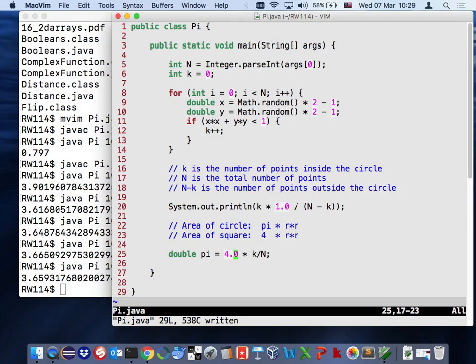4.0 times k is double times integer, so I'll make k a double. I'll get 4k, a double value, divided by n, and I'll get the right answer. Or is Java going to say, I'll do the integer division first and get a 0 or a 1, and then multiply that by 4.0? Here Java could either say it's integer times double, which will make it a double, divided by integer, so I'll make that a double. Or Java could say, I'll do this division first, so that's double divided by integer, which makes it double times integer.